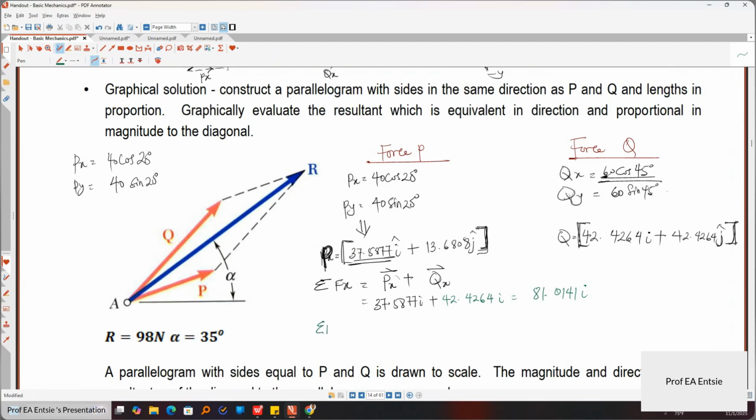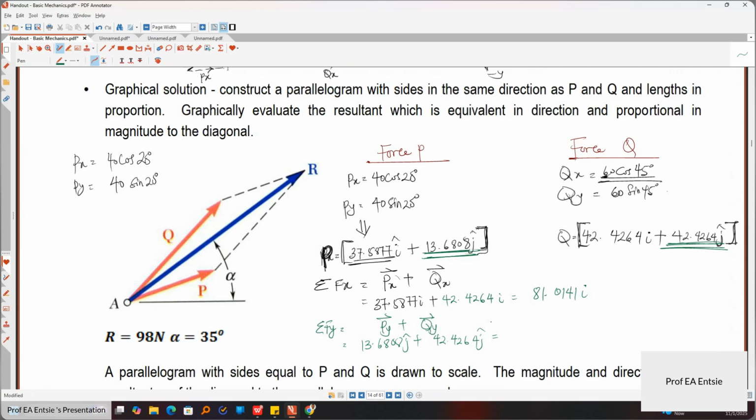Then summation of forces in y. So it will be Py, that is the component of the P in the y direction plus the component of the Q in the y direction. And the component of P in the y direction is the one underlined with green. And for that of the Q, it's also the one I've underlined with green. So now let's add these two. So it will be 13.6808J plus 42.4264J.